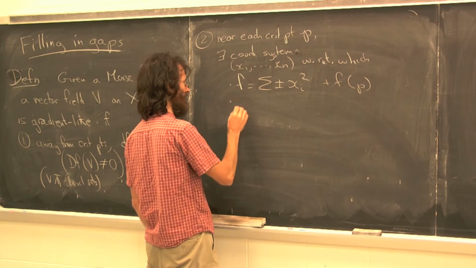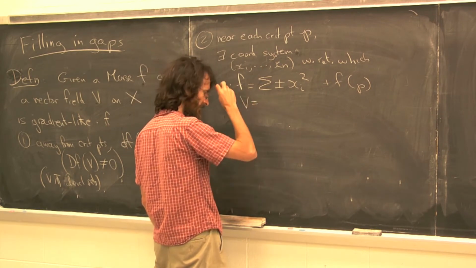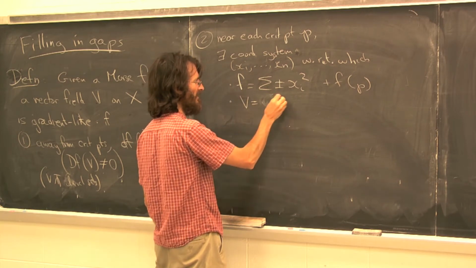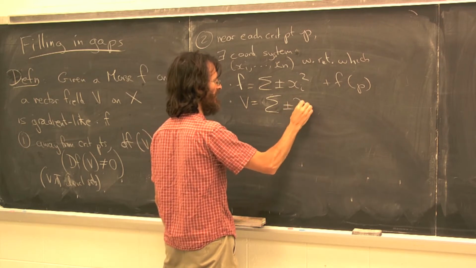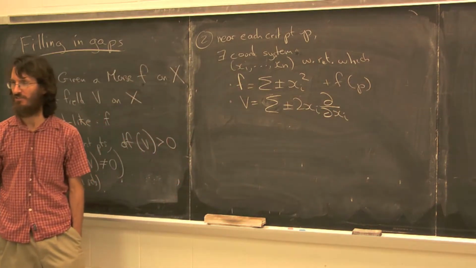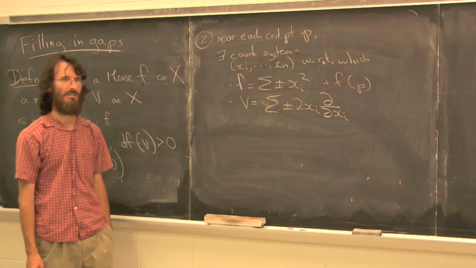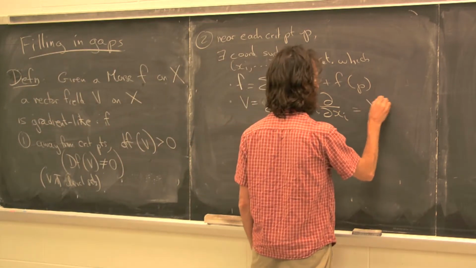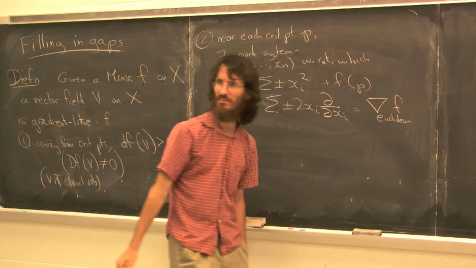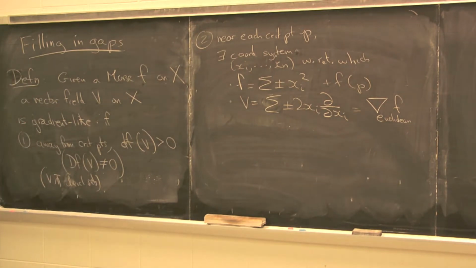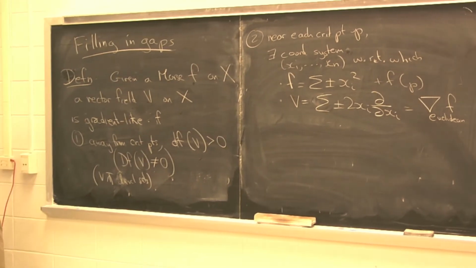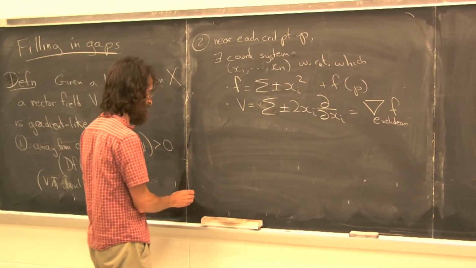And the second thing is that V is equal to the vector in that coordinate system. I'll just say the sum of plus or minus 2 x_i. In other words, it's just the standard Euclidean gradient vector field in that particular model, right? Does that make sense? So this is the day of resolving unresolved things. So don't let me push it. So that's the definition.